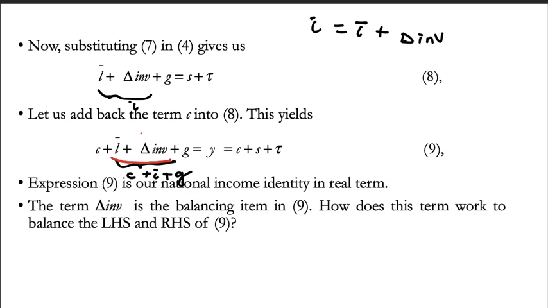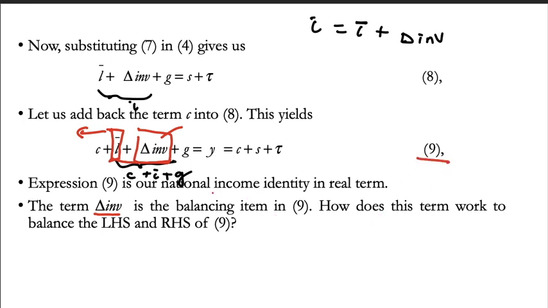If you look at this, compare with this: this is the planned, this is unplanned, isn't it? So unplanned can change because of a situation in the economy. The plan here is being decided by the producer. Unplanned again can change due to the circumstances in the economy. So the term delta investment here is the balancing item in expression 9.